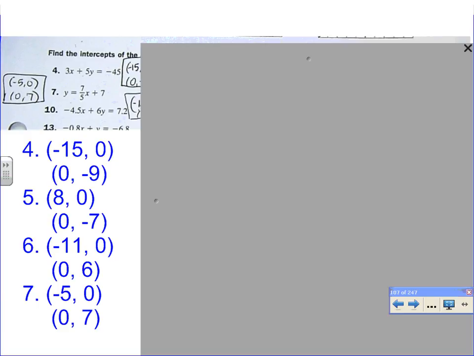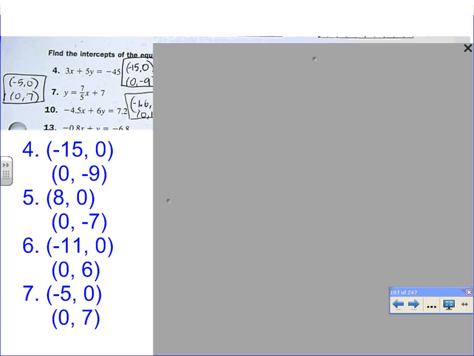Number 8. Yeah. X equals negative 2 and y equals negative 3. Good job. 9. Grace. X is 10 and y is negative 6. Good job. Number 10. Anything else?